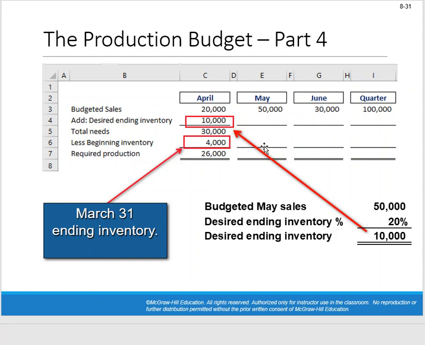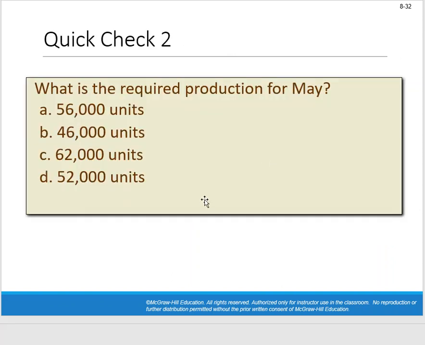And then our beginning inventory, we're gonna subtract our beginning inventory. Where do we get beginning inventory? It's the ending inventory from April. And that will give us our required production. So 50,000 plus 20% of June equals our total needs. Subtract our beginning inventory, which is our ending inventory from April, and that will tell us our required production. Were you able to come up with one of these?